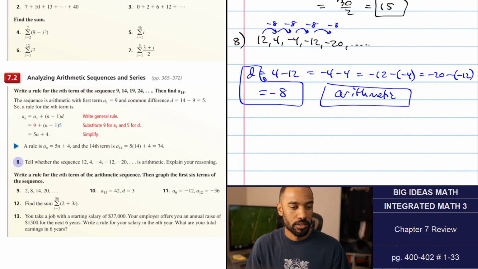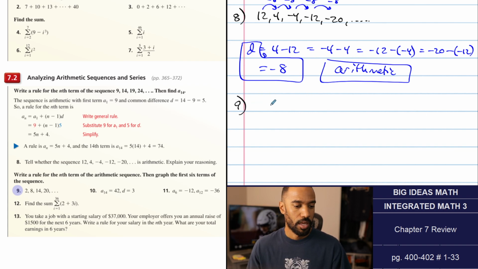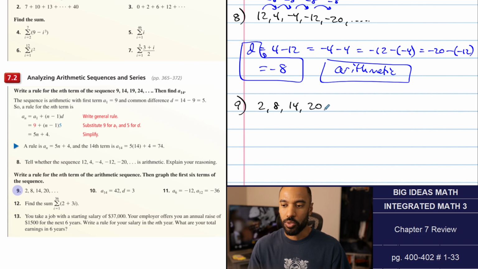Number 9, or numbers 9 through 11, they say write a rule for the nth term, then graph the first 6 terms. So I'll be using graph paper for those. So 2, 8, 14, and 20. They do call them arithmetic sequences. We're aware that that's what we're going to have.